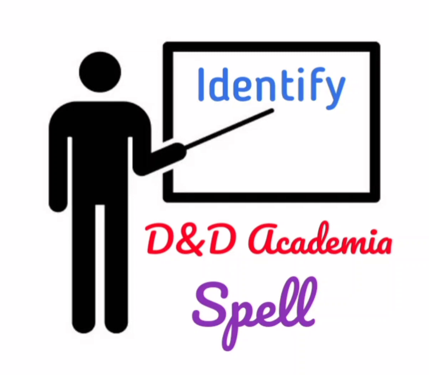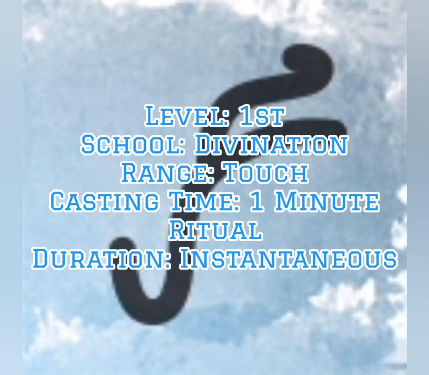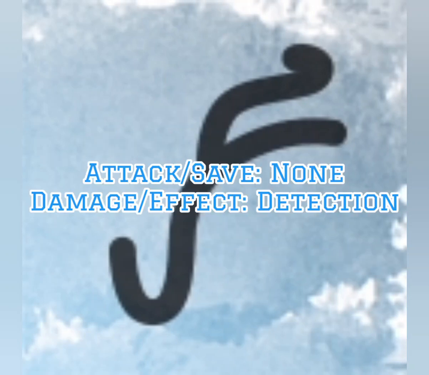Today on D&D Academia, we discuss the spell Identify. This spell can be found in the Player's Handbook. It is a first-level divination spell with a range of touch, a casting time of 1 minute ritual, and a duration of being instantaneous. As for the attack or save, there is none. The damage or effect is detection.